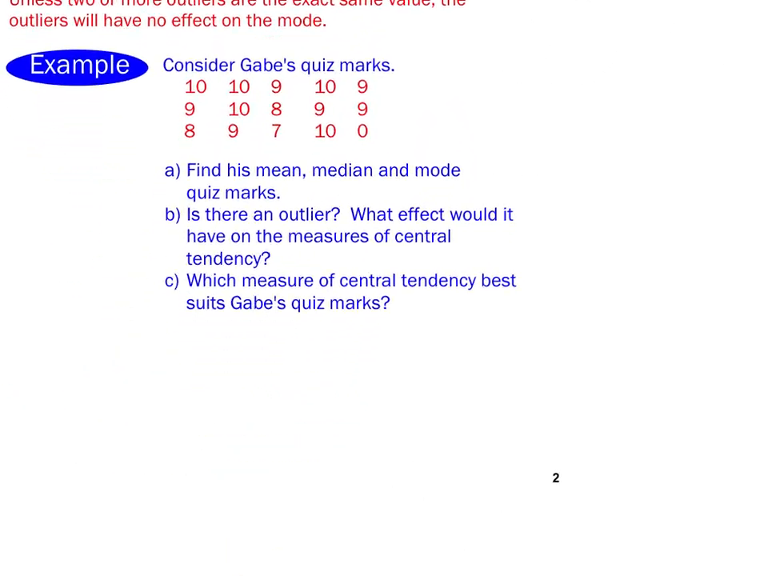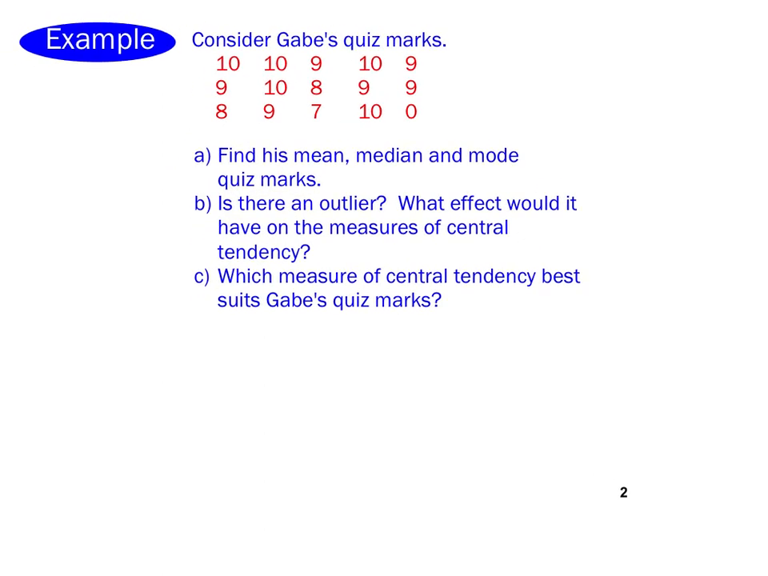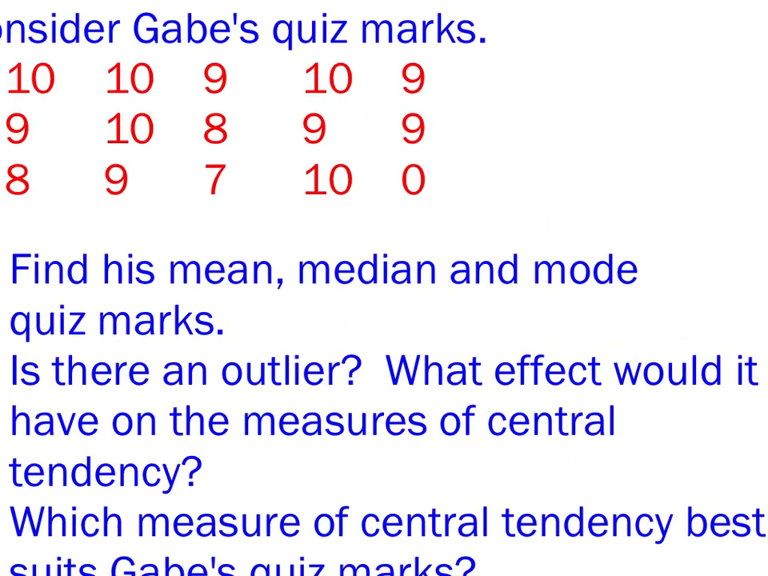Example. Consider Gabe's quiz marks. Find his mean, median, mode quiz marks. And then it asks, is there an outlier? And what effect would it have? And then which measure of central tendency best suits his quiz marks? Okay, so let's do it.